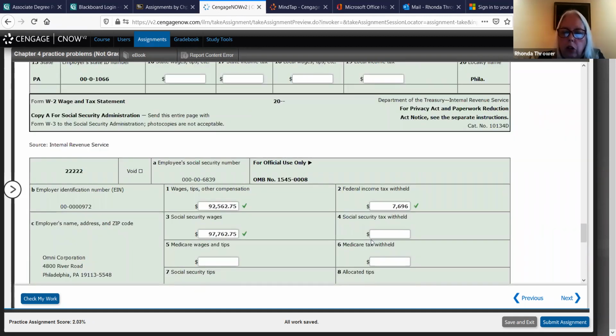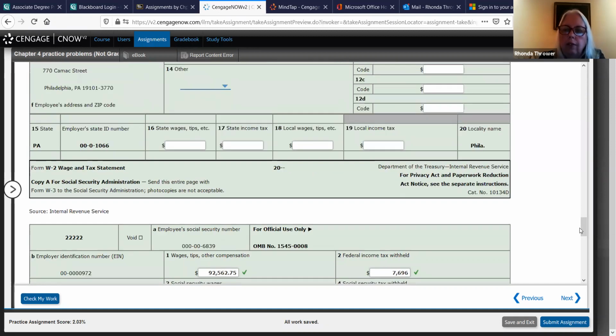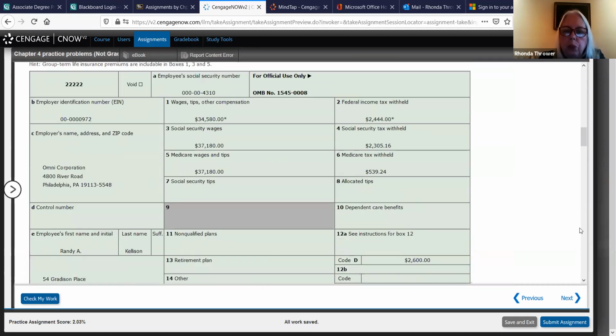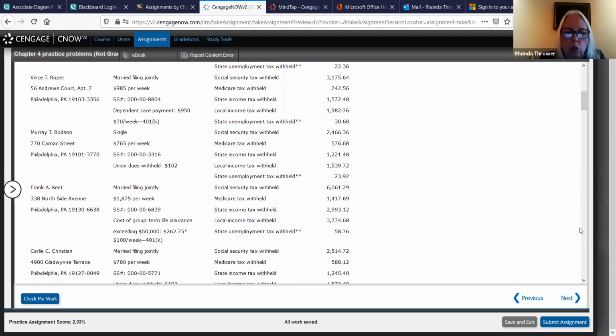And so your Social Security tax that's withheld, the 6.2%, is going to be on all of the Social Security wages. So 6.2% times this will give you the Social Security tax. But for ease, they have given that to you. If you scroll to where Frank Kent was, you can see the Social Security tax withheld was $6,061.29.